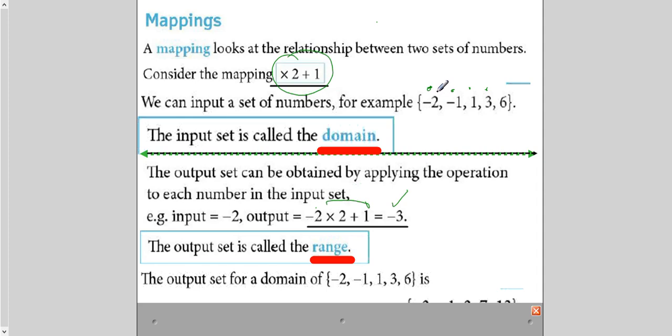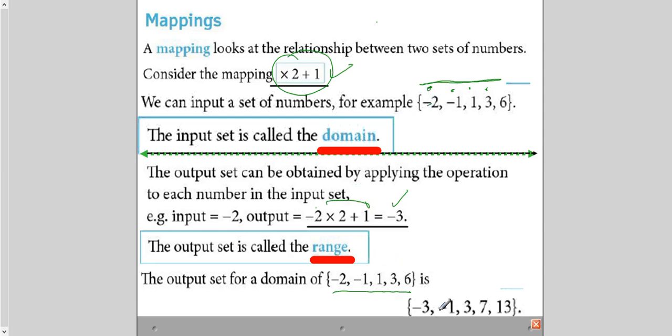If you apply this relation on each of these domain values, these will be your range values for each one. For every input, you will get only one output. For -2, you got -3. For -1, you got -1. You can try this out by using this relationship. So this is called mapping, the mapping of this set onto this set.